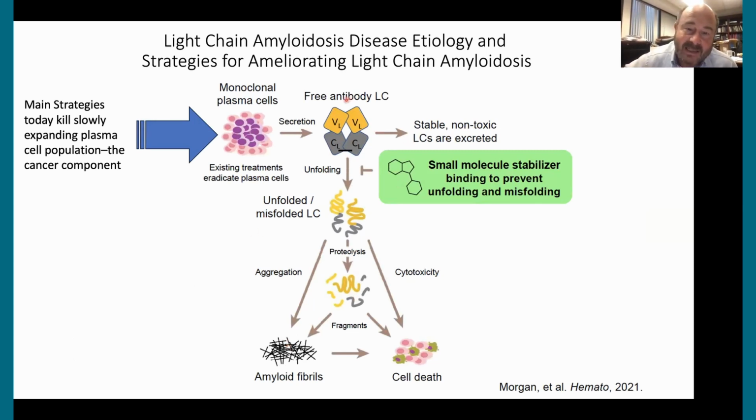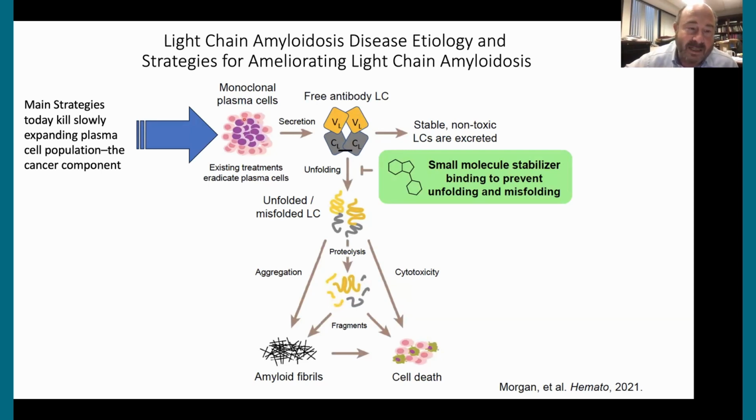Now, because these light chains are fragments of antibodies, each patient has a different full-length light chain sequence. And so the exact phenotype from patient to patient differs, and you really have to keep your eyes on this. I just talked to a patient this morning that had light chain amyloidosis with exclusively GI symptoms. More commonly, you have cardiac involvement or kidney involvement.